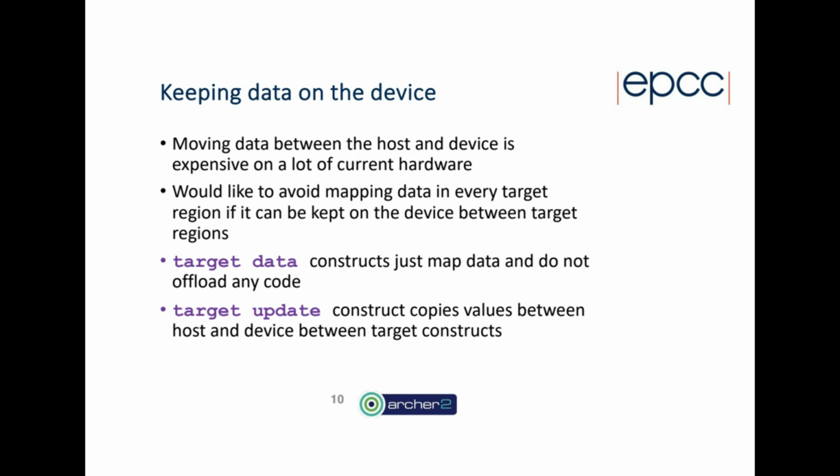So in order to do that, there are some other constructs. There are the target data constructs, which just map the data, but don't offload any code. And then there are also target update constructs, which just do value copying. Once data has already been mapped, the target update just allows the copies of the data to be made in either direction.